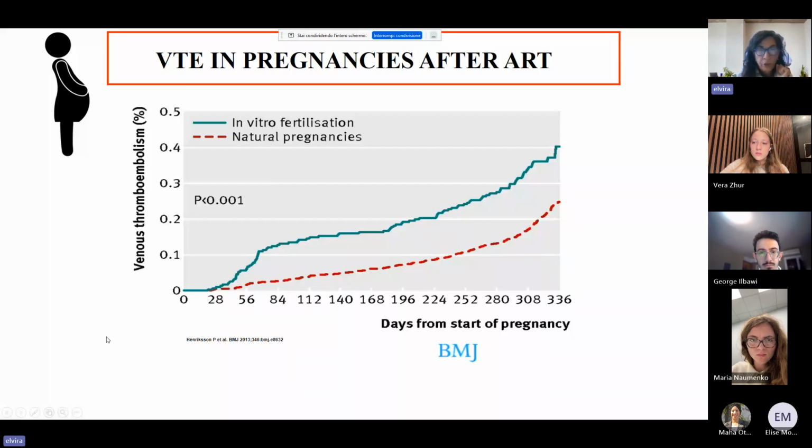In addition, we know that in general, and independently of the development of the ovarian hyperstimulation syndrome, in the general population approaching IVF, the risk of VT during the following pregnancy, when the attempt is successful, starts at the very beginning of the pregnancy and lasts until the end, compared to natural conception pregnancies, as you can see here in the red line.